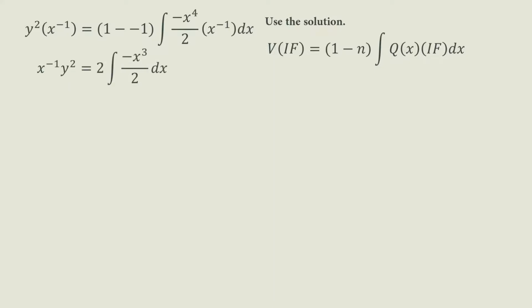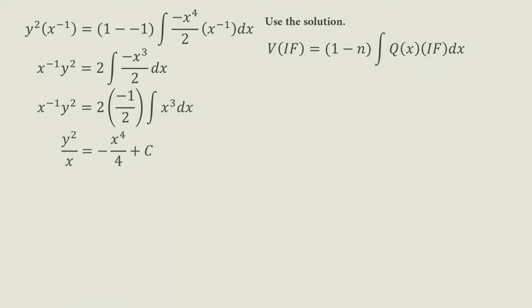Then simplifying, 1 minus negative 1 is equal to 2, and then x raised to 4 times x raised to negative 1 is equal to x cubed. Transferring out negative 1/2 outside our integral sign, so 2 times negative 1/2, that is negative 1. And then integrating x cubed dx, that is x to the 4th over 4.